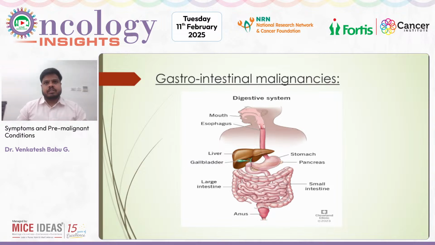And the hepatobiliary system, the most common symptom being jaundice, and the kind of jaundice which we see in malignancy is obstructive jaundice, where they will present with painless progressive jaundice associated with pruritus.